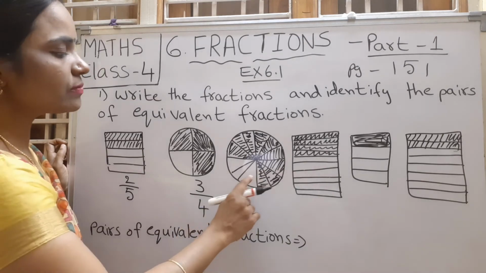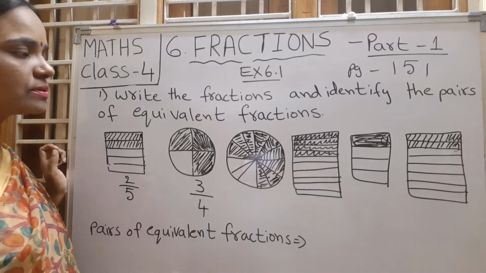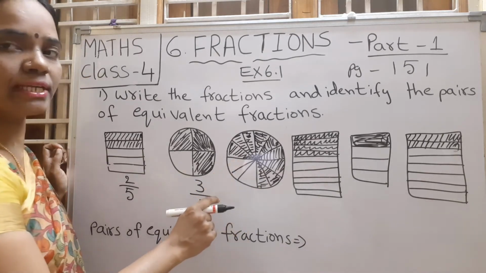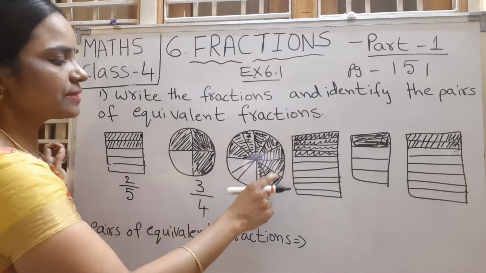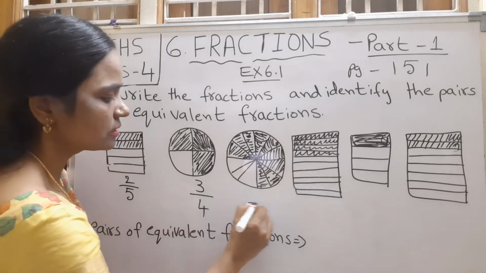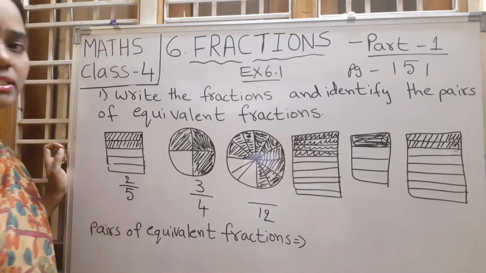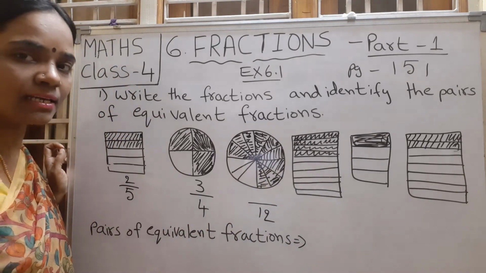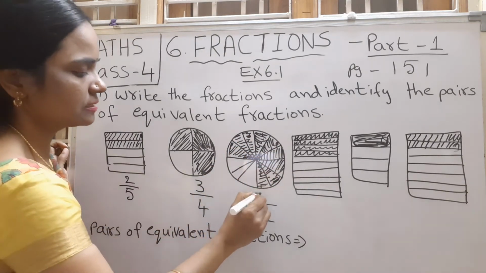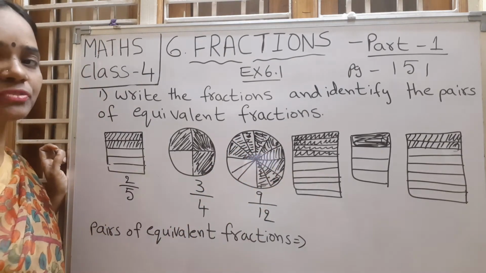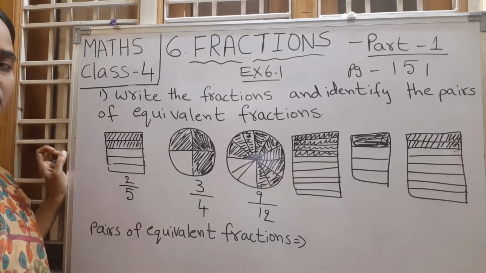Next coming to the third picture. Yes children, tell me what is the fraction for the third shape? First count total how many equal parts are there? 1, 2, 3, 4, 5, 6, 7, 8, 9, 10, 11, 12. There are 12 equal parts. Out of 12, how many are colored? 1, 2, 3, 4, 5, 6, 7, 8, 9. So 9 by 12 is the fraction for the given shape.